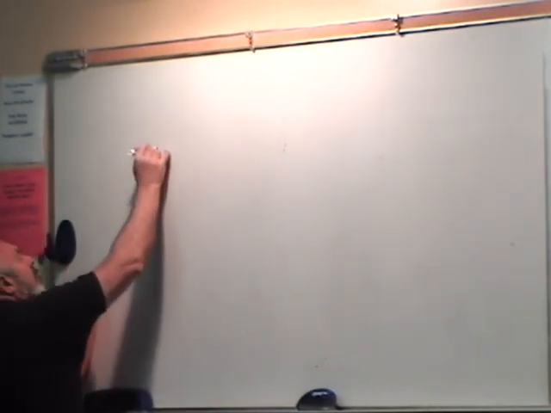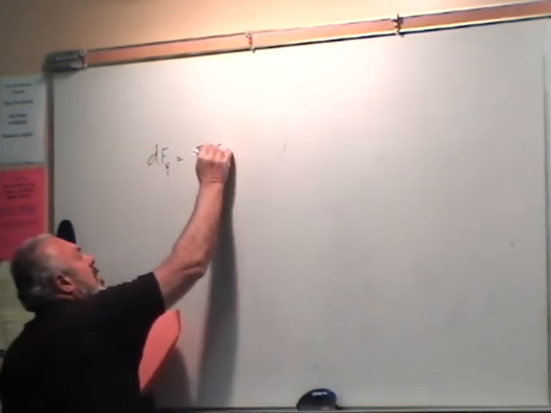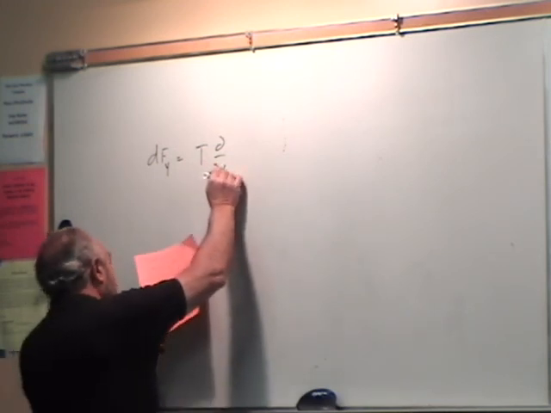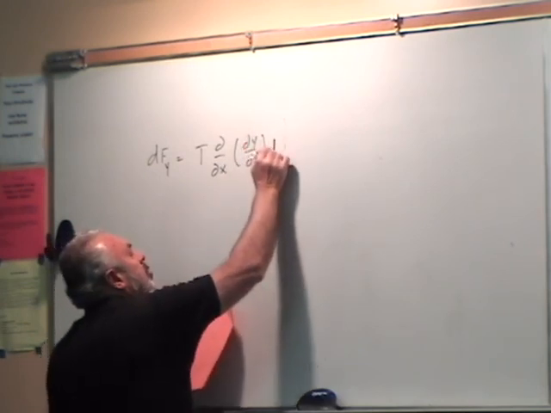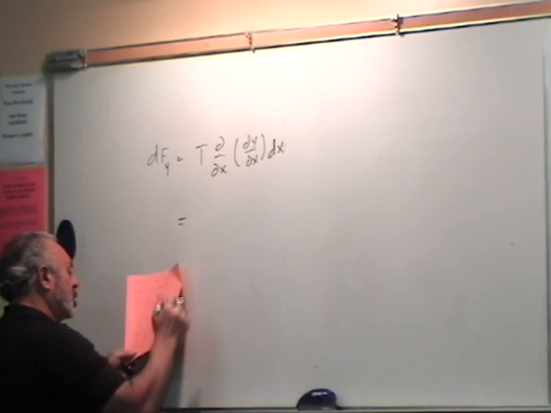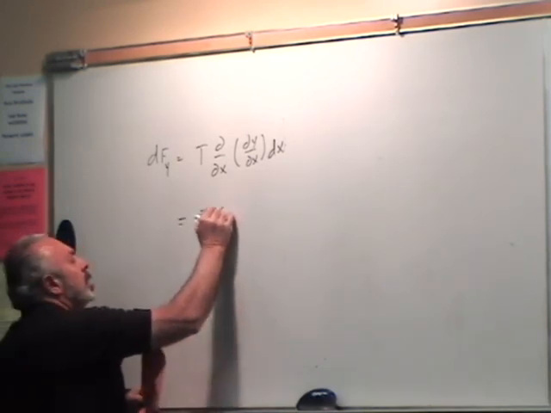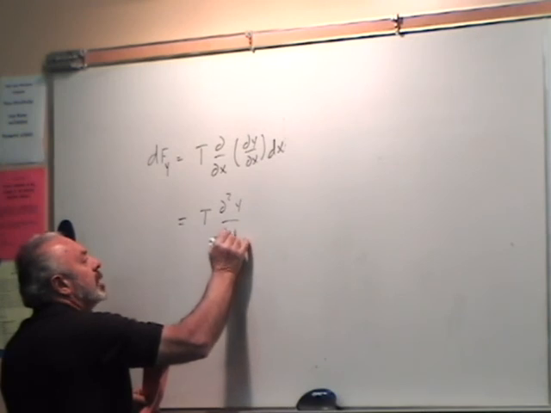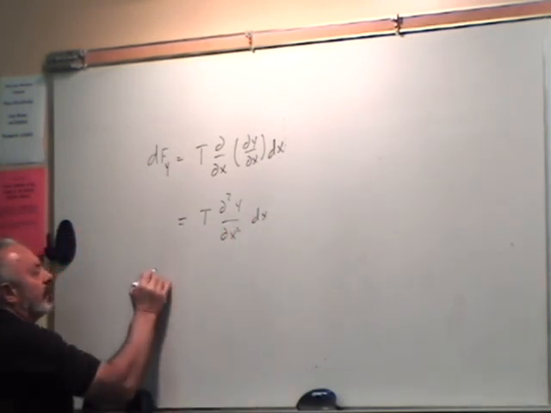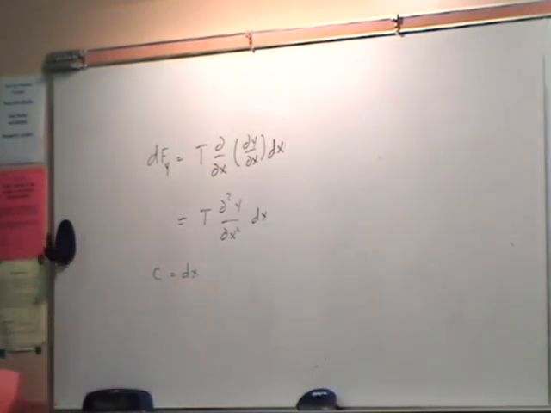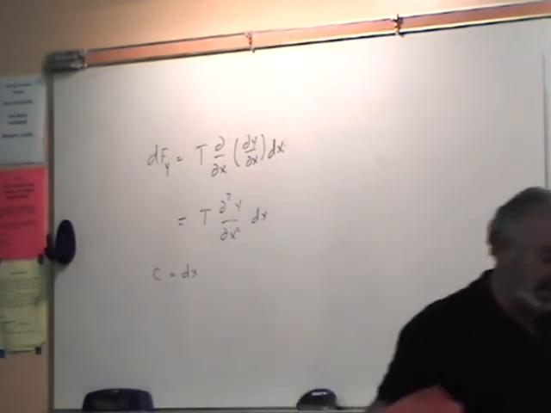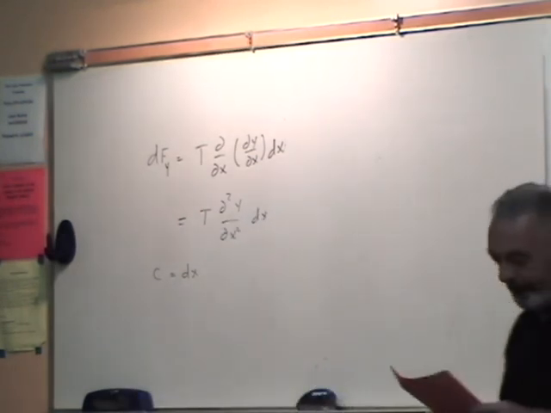So what we have finally is that dF in the y direction is simply T d by dx of the slope dy dx, times dx. In other words, it becomes T d squared y dx squared, times dx. Hence, therefore, we've just verified c equals dx. Aren't you happy? You're not looking happy. We just verified that. Okay.